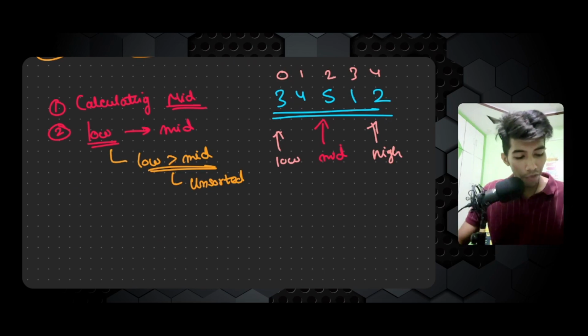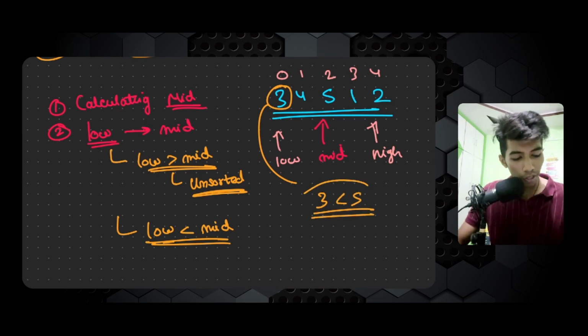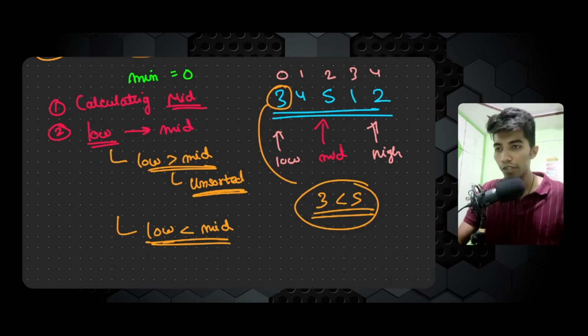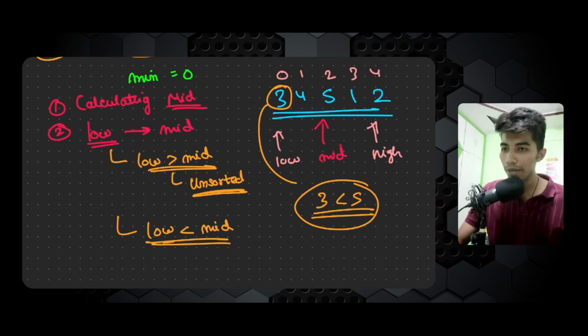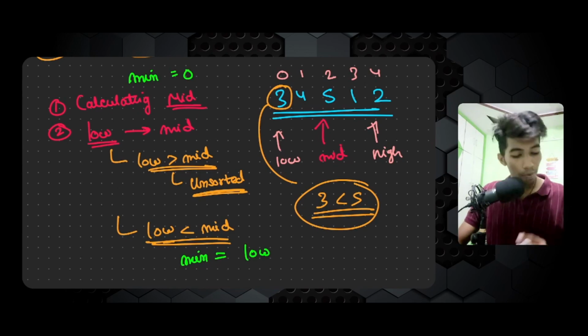Now if my low is greater than mid, we are in the unsorted array, but in this case it is not. So let me talk about the case of this. Here my low is lesser than mid, because 3 is lesser than 5. So in this case, I will declare one variable as minimum here as 0 first. Whenever my low is lesser than mid, I will be changing this min to the low. First, understand this thing: my minimum is changed to the low value.